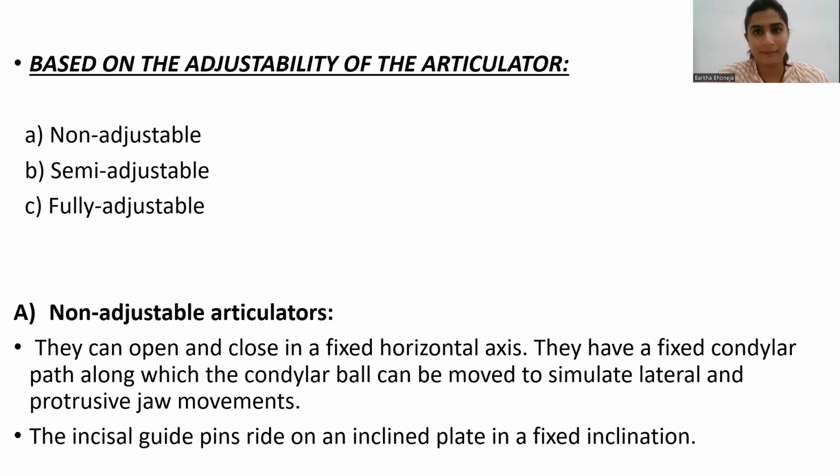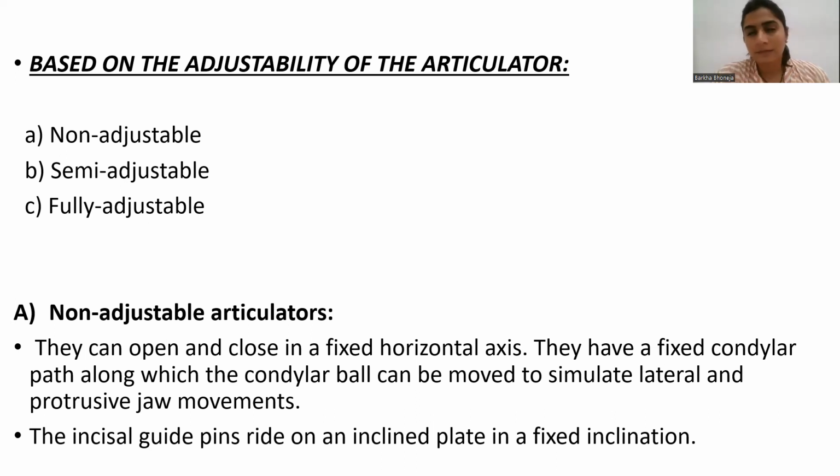So, condylar element. Now, this is the condyle, this is the glenoid fossa. In the articulator, when you have a condyle, this is called a condylar element. But in the articulator there is a path which the condylar element follows. This segment is called a fixed condylar path, along which the condylar ball can be moved. So it moves anteriorly, it can move laterally, right? The protrusive and lateral records. The incisal guide pins ride on an inclined plane in a fixed inclination. We are talking about non-adjustable articulators.